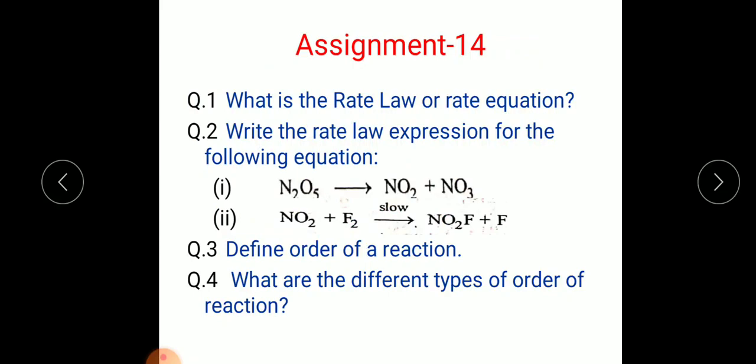Now, today's assignment 14. What is the rate law or rate equation? Write the rate law expression for the following equations. Equation 1: N2O5, that is nitrogen pentoxide, giving NO2 plus NO3. Then equation 2: NO2 plus F2, giving you NO2F plus F. So you need to write down the rate expression as we have seen before. Next, define order of reaction, and question 4, what are the different types of order of reaction? Complete this assignment and send it.